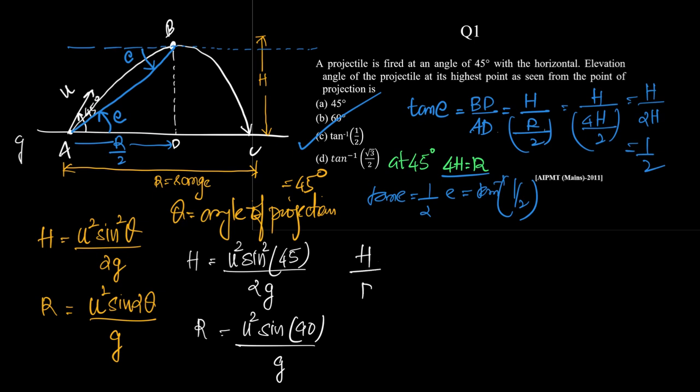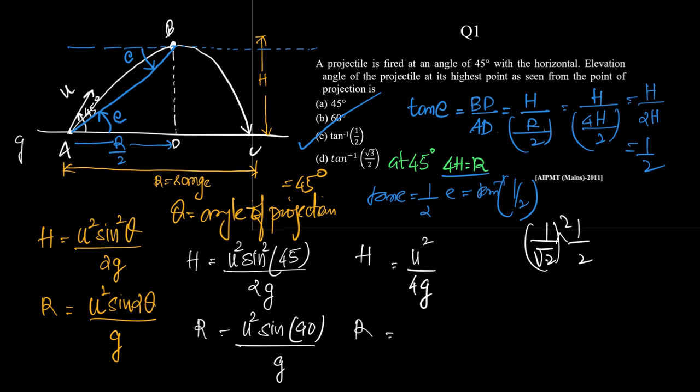So if you divide H by R, what do you get? U square sine square 45. What is sine 45? Sine 45 is 1 by root 2. So what is sine square 45? It is 1 by root 2 the whole square, that is 1 by 2. So this can be written as U square by 4g, because 1 by root 2 the whole square into 1 by 2, 1 by 2 the whole square is 2, 2 into 2 is 4. So we have U square by 4g. Let us write H is equal to U square by 4g.